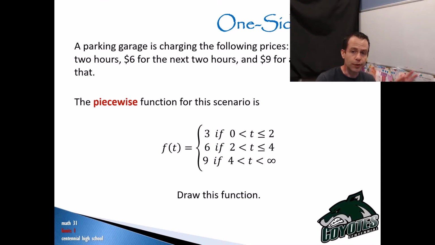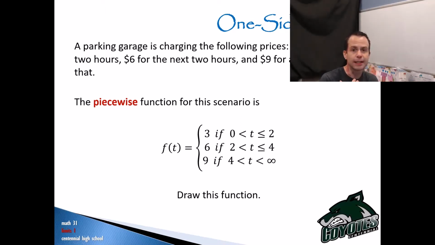Then once you're more than 2, you have to switch to 6. So it'll be 6 if you are greater than 2 and less than or equal to 4. And then you'd be 9 if you are greater than 4 and less than or equal to infinity. Okay, so I want you to try and draw this function.